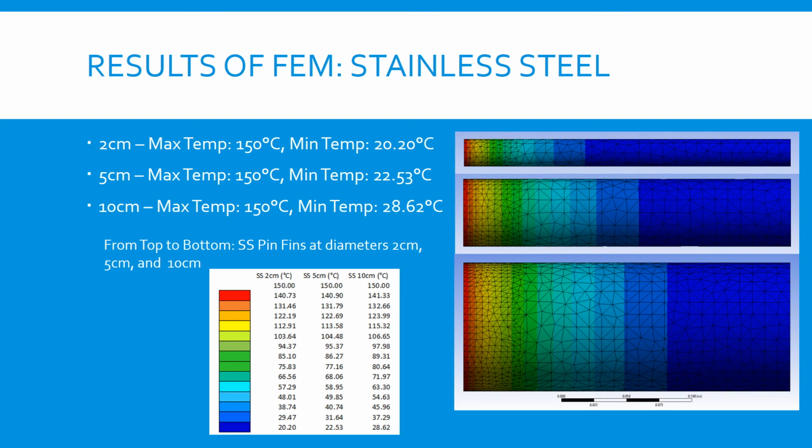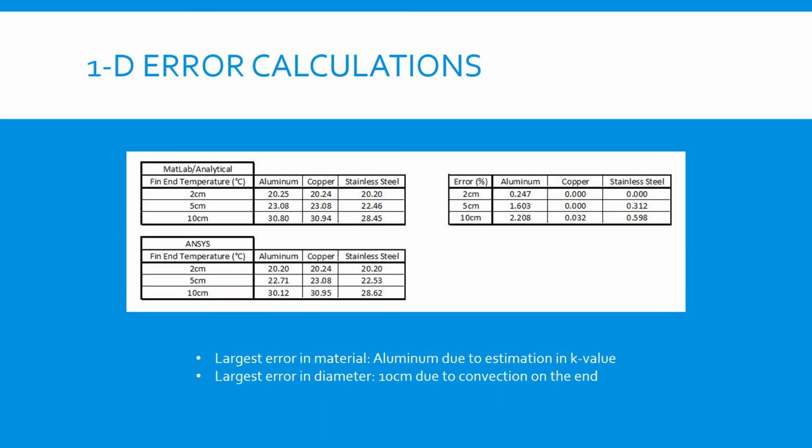The stainless steel results are shown on this slide. The 2 cm fin has a minimum end temperature of 20.20 degrees Celsius. The 5 cm fin has a minimum end temperature of 22.53 Celsius, and the 10 cm fin has a minimum end temperature of 28.62 Celsius.